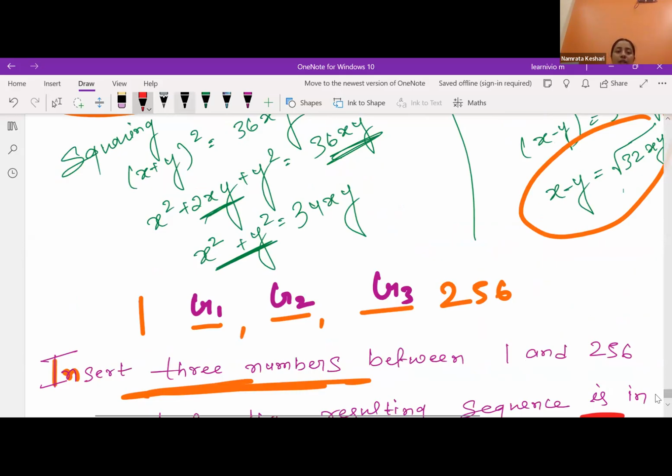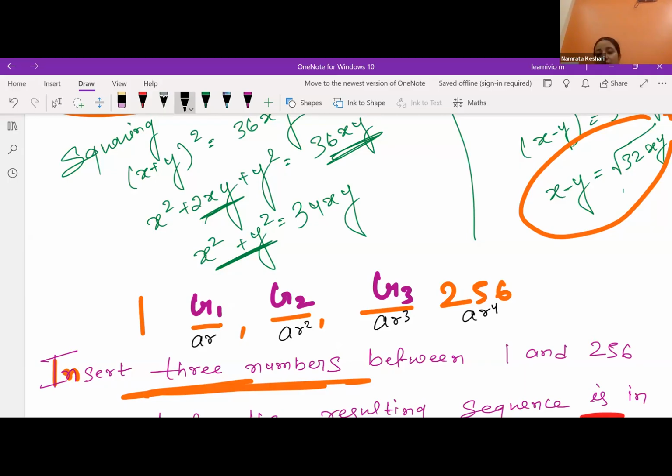You all already know g1 can be written as ar, g2 as ar square, g3 as ar cube, and the last term as ar to the power 4 by the nth term formula. We have written the last term ar to the power 4, and we got r. Now we have a, we have r. Can't we find g1, g2, g3? Can we? Yes or no? Yes.